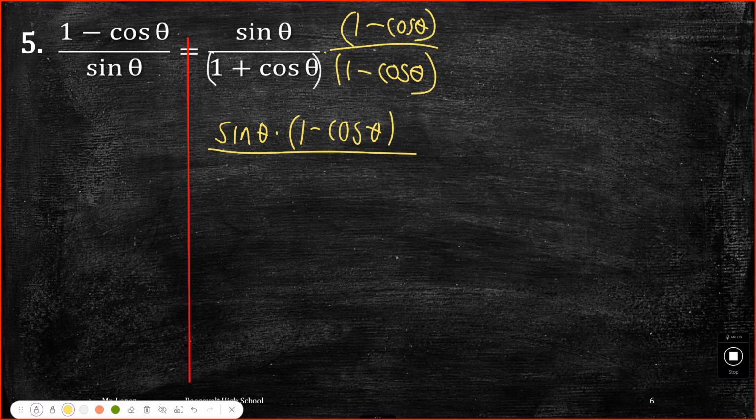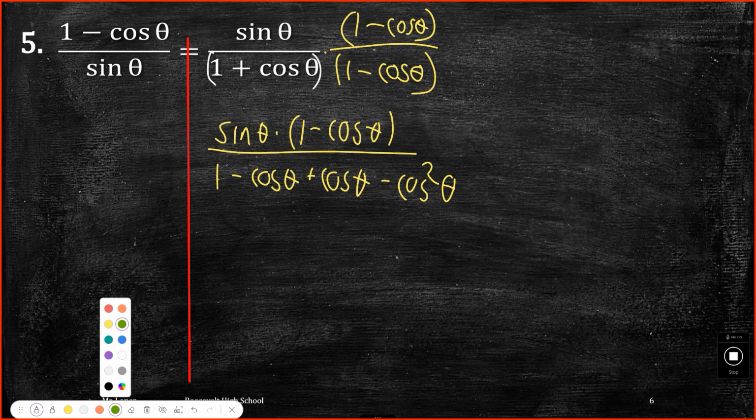And I'm going to multiply the bottom out. So 1 times 1 is 1. 1 times that is negative cosine theta. This is positive cosine theta. That's going to be negative cosine squared theta. What's going to happen in the middle? Cancel out. So negative cosine theta, positive cosine theta cancel out. 1 minus cosine squared theta. Okay? What is 1 minus cosine squared theta equal to?